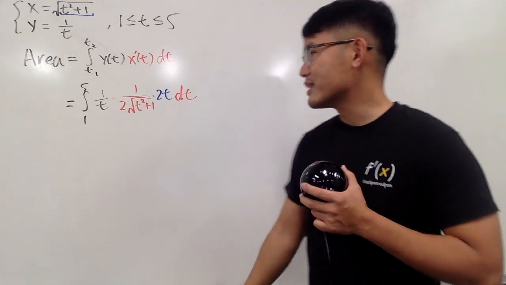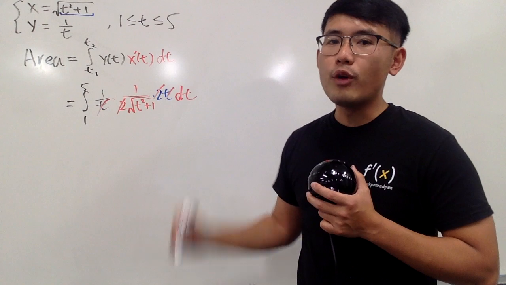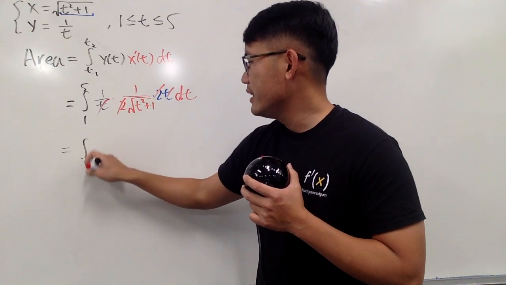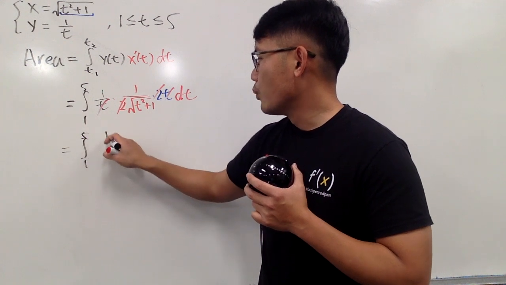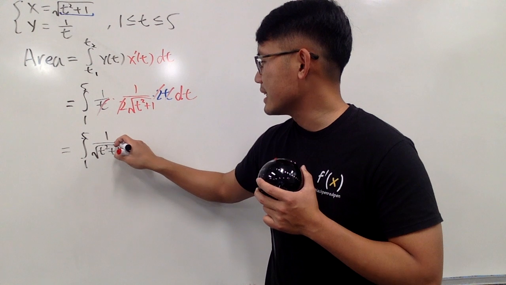And now check this out. 2 and 2 cancel, t and t cancel, we have to integrate 1 over the square root of t squared plus 1. So let me write this down right here for you guys. Integrating from 1 to 5, 1 over square root of t squared plus 1, like this.